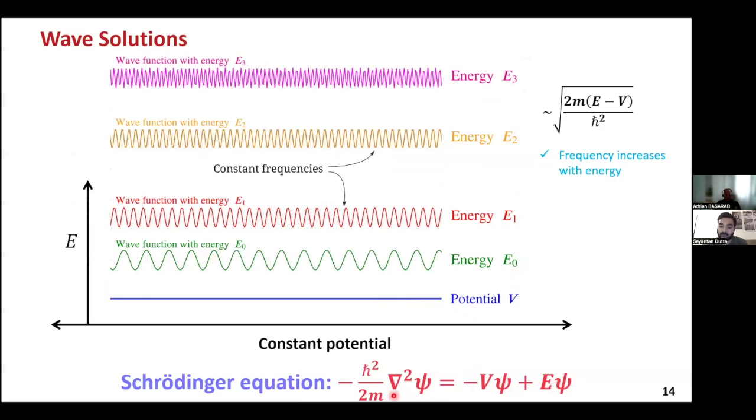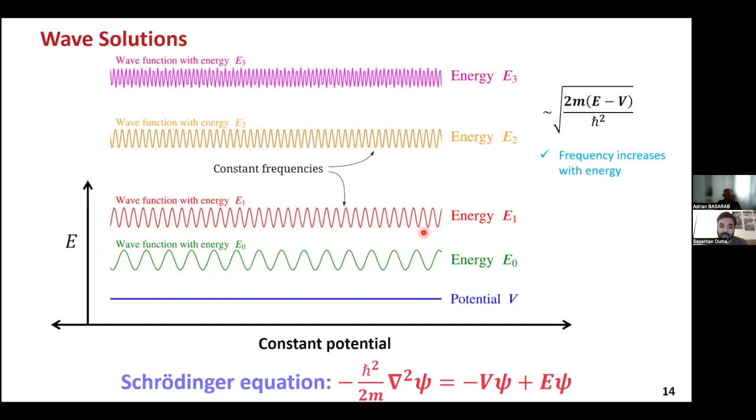Now I solved the Schrodinger equation for different energy values, and we can see that the frequency of the wave function increases with the energy. Because E is increasing and V is constant, we have a high frequency when we have a high energy value. But for a particular wave function, the frequency is fixed, just like the Fourier transformation.